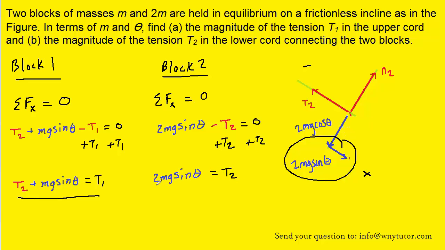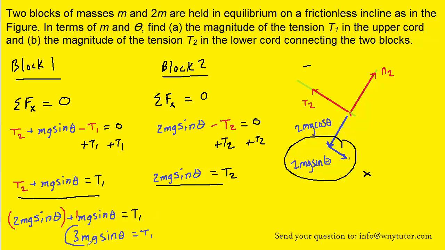What we'll do is substitute this expression for T2 into the T2 from our first equation. And after making that substitution, we have these like terms. We can add 2mg sine theta plus 1mg sine theta to make 3mg sine theta. So that'll be the correct answer for T1. And then, as we had just found a moment ago, T2 is simply 2mg sine theta.